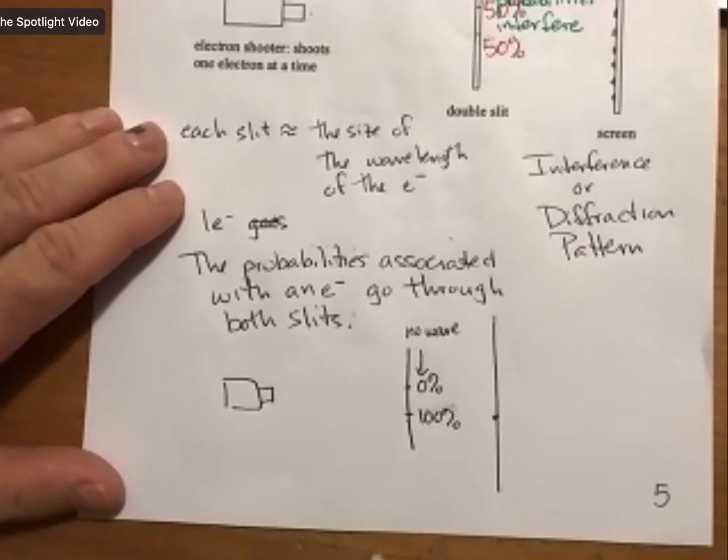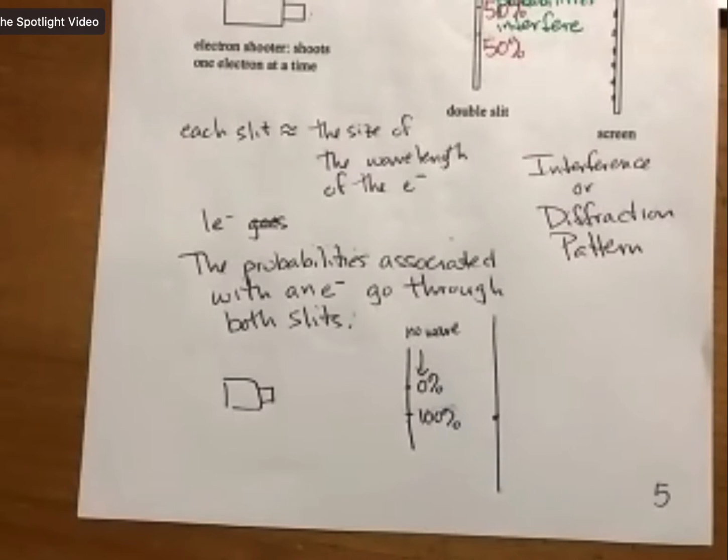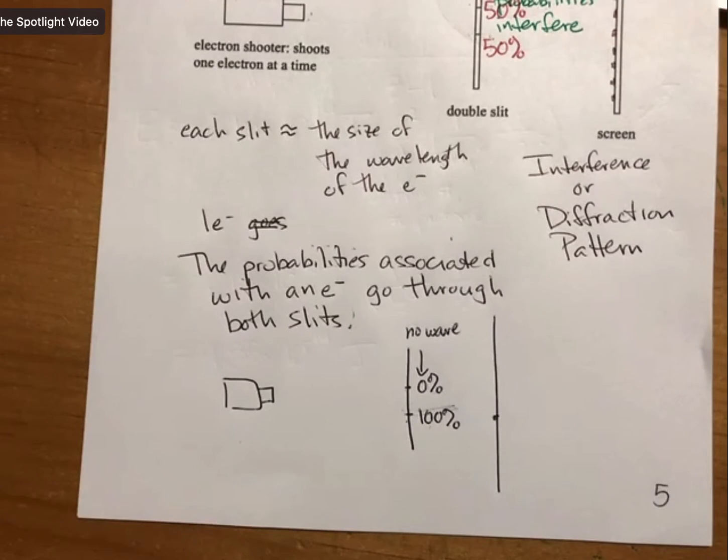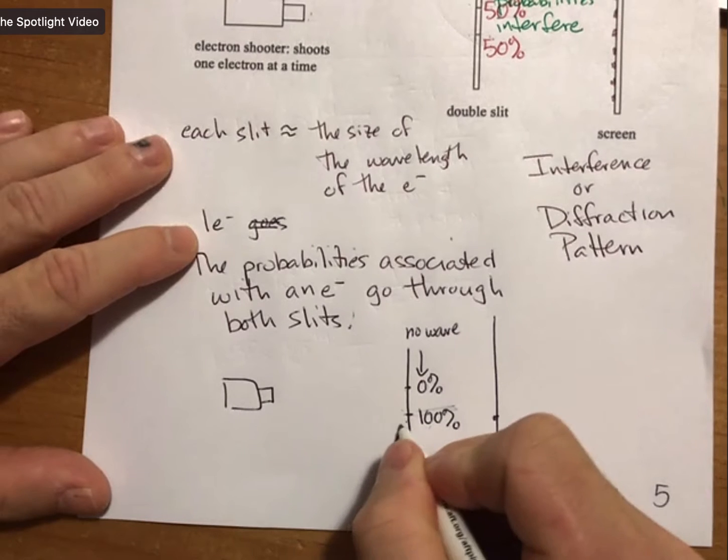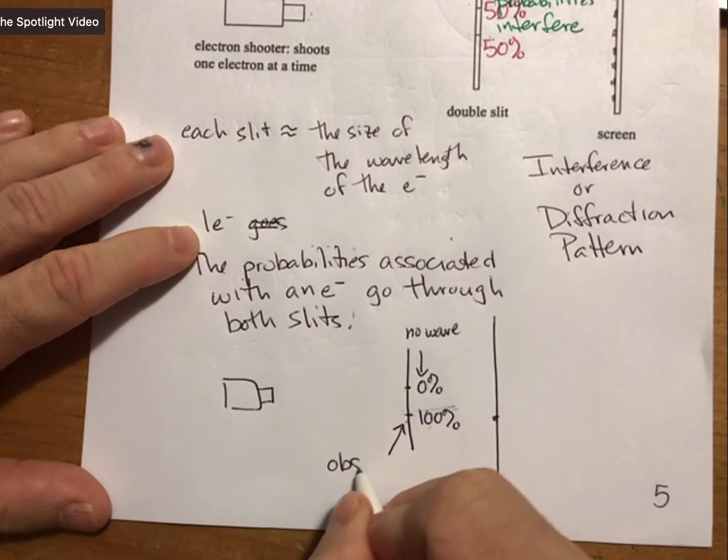Daryl, go ahead, and then I'll take Selden's question. Oh, okay. Why is it the case that when we're not observing, we see interference or a diffraction pattern, but when we're observing, we don't see a diffraction pattern? Yeah, no. So this is the one that we observed.